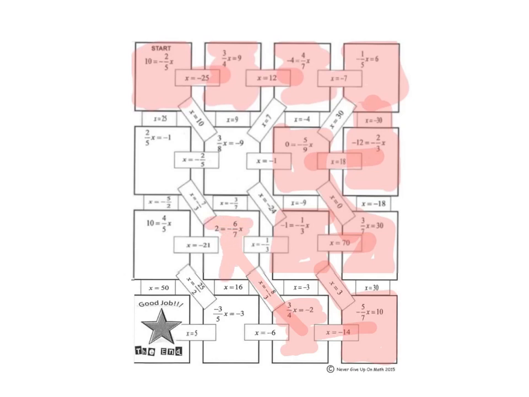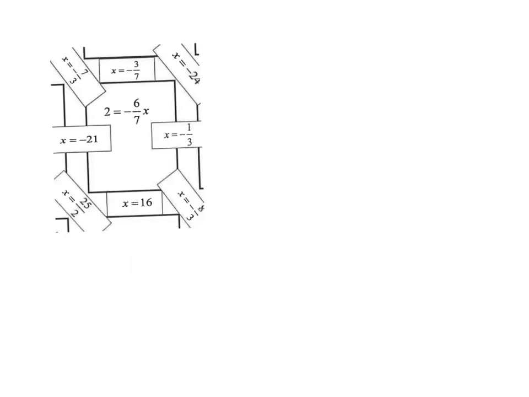So now we've got this one here. 2 is equal to negative 6/7 x. On this one here, I would have 2 is equal to, I'm going to bump that up, negative 6/7 x. I'm going to multiply by the reciprocal. The reciprocal of negative 6 over 7 is 7 over negative 6. I'm going to do that on both sides.